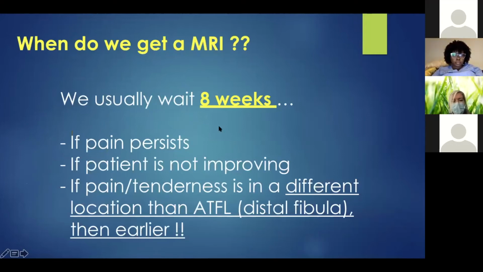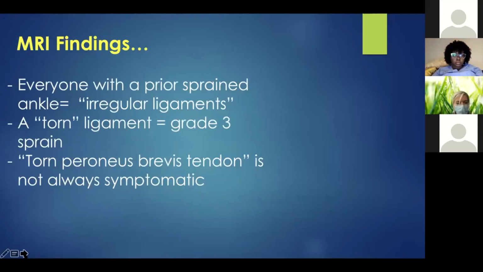When do we get an MRI? We usually wait until about 6 to 8 weeks, but it largely also depends on how the patient is doing, meaning are they improving? But if the pain persists, if they can't get out of the boot, or realistically, if it is in any different location than the ATFL or the CF ligament, then sometimes we get that earlier, again, because that changes our management largely of these things that we really don't want to miss.